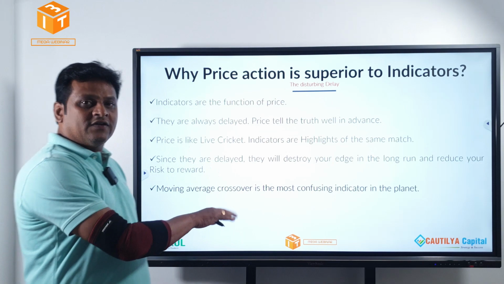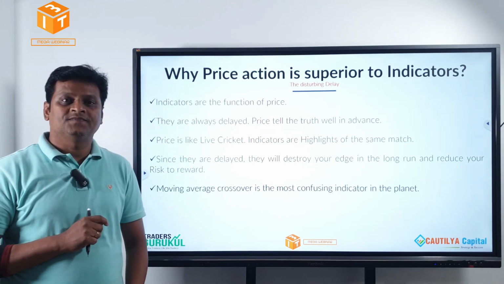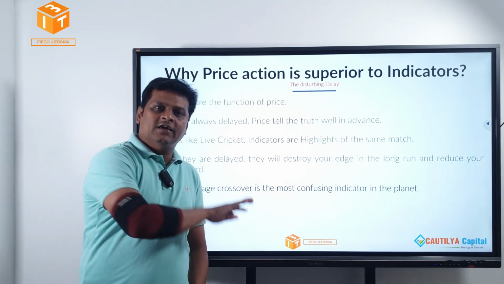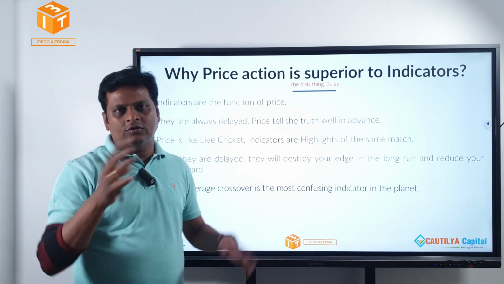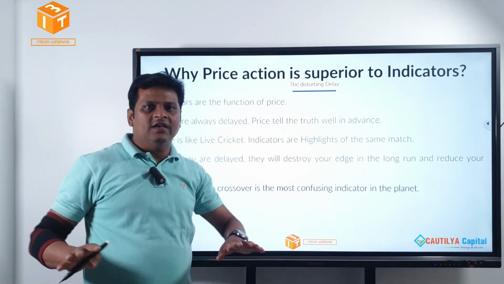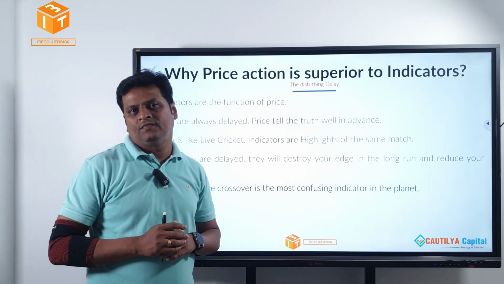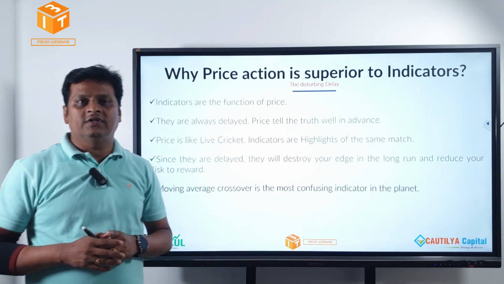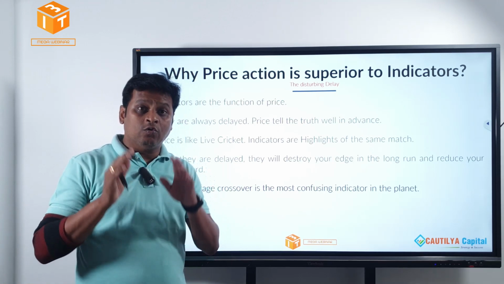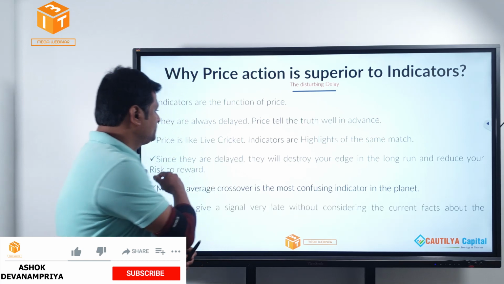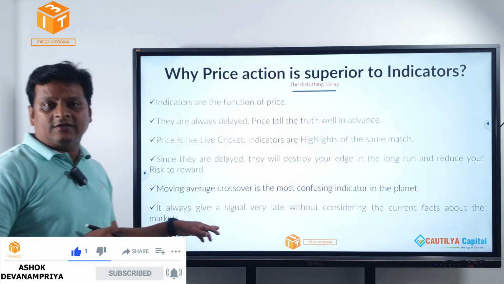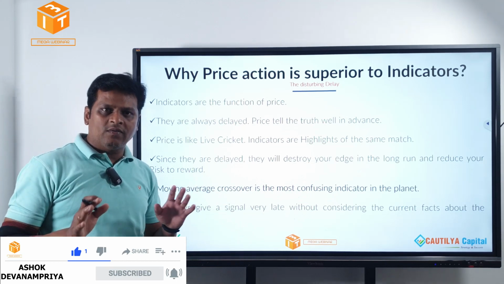Moving average crossover is the most confusing indicator on this planet. There is one price, over and above there is one moving average, there is one medium, small, intermediate, both lines going here and there, creating a beautiful piece of art, but finally it will never help a trader. And don't ever trade the golden crossover, the death crossover kind of scenario. They are of no use. I can quantify and prove it. It always gives signals very late without considering the current facts about the market. That is a problem with most of these indicators.